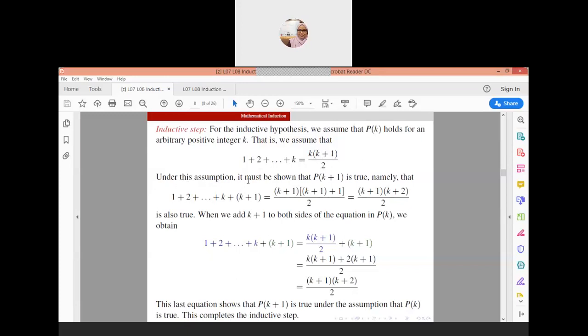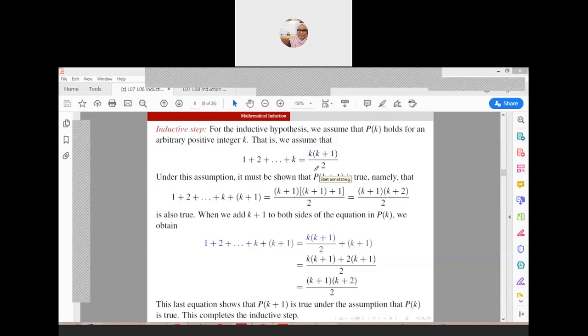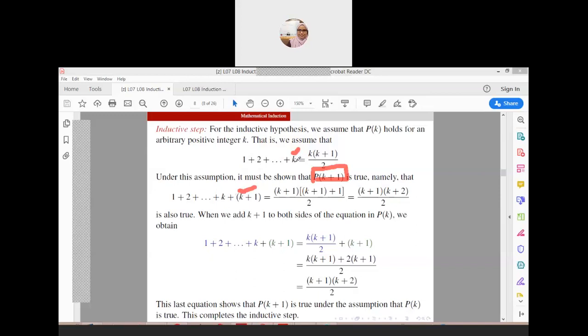Under this assumption, it must be shown that P(k+1) is also true. After we have k here, we have to prove k plus 1 is also true. How can we do this? After we get k, just add k plus 1. Just now it only went until k, right? So here we add k plus 1.